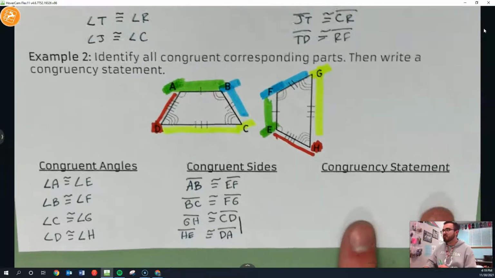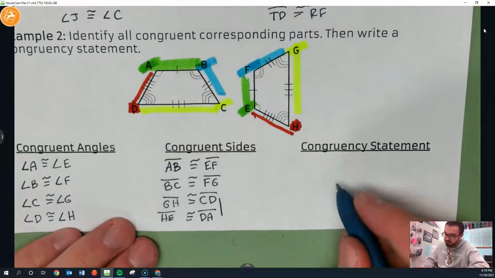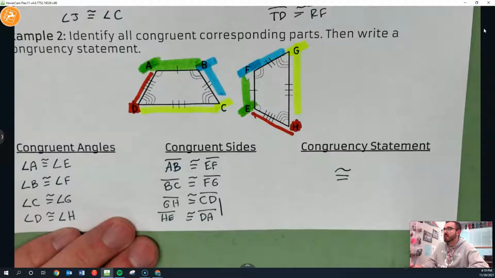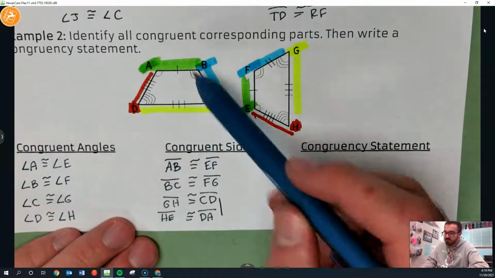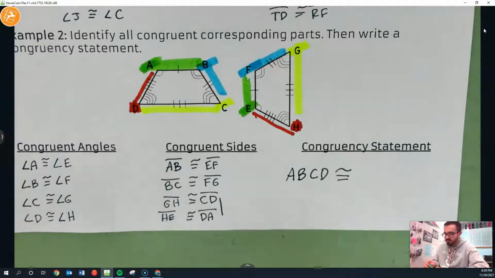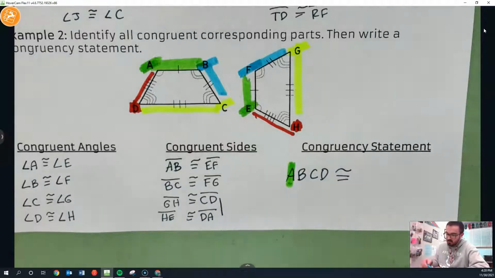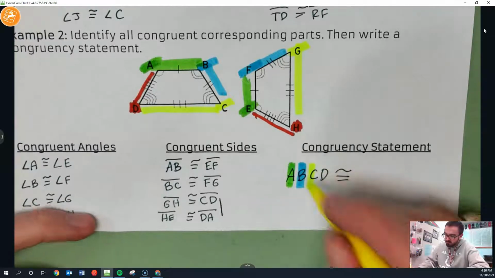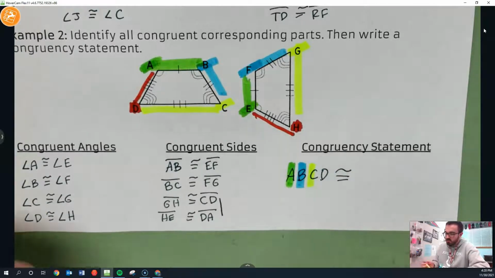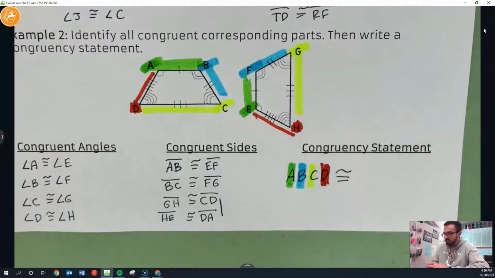Finally, the congruency statement is we need to make it look like this. So we need to say something is congruent to something. Well, let's just put these in some kind of order. Let's do A, B, C, D. Well, if we want that to be in a certain order, let's make sure we do that. So A was green, B was blue, C was yellow, D was orange.